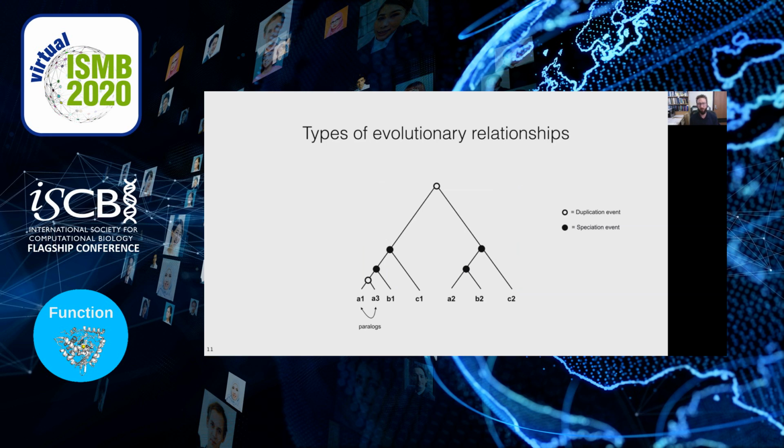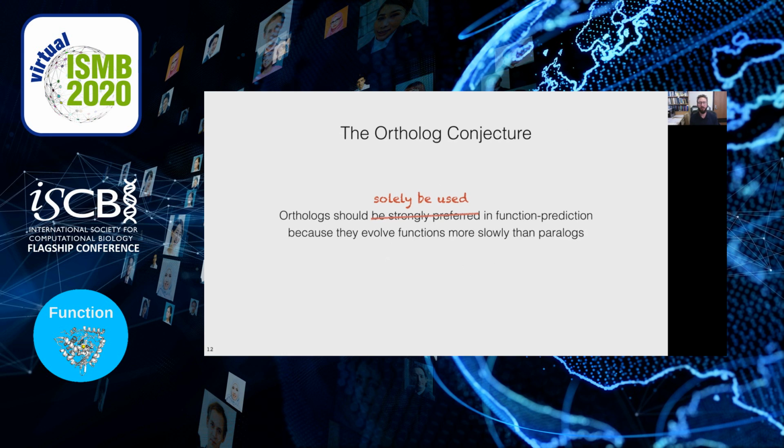No, instead it just says, well, we should only really use orthologs. So I think in practice, the way the ortholog conjecture has been used is that orthologs should be the only kinds of proteins used in function prediction because they evolve functions more slowly than paralogs. I should say that it's uncontroversial that paralogs evolve faster in sequence. Their sequences evolve faster than orthologs, but there's much less data about the evolution of function.